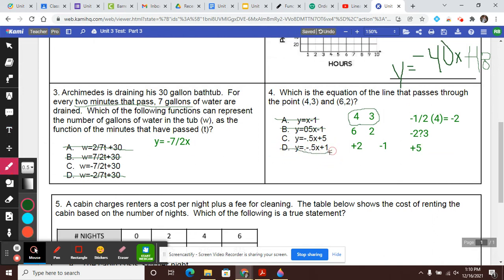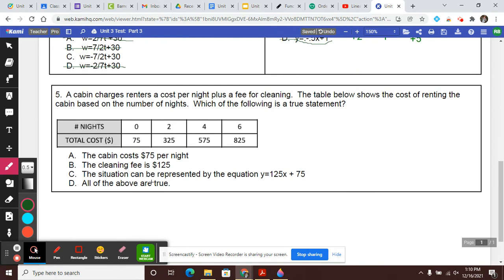We know it's C. Our last question is going to be: a cabin charges renters a cost per night plus a fee for cleaning. The table shows the cost of renting the cabin based on the number of nights. Which of the following is a true statement? Well, here's what I'm going to do. I'm going to find the slope and the y-intercept first.